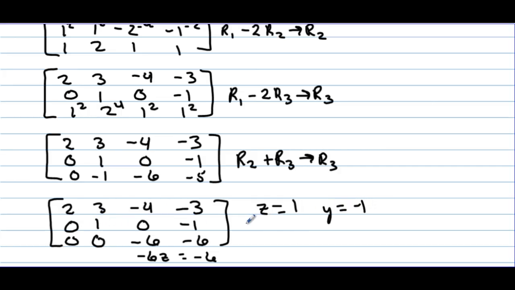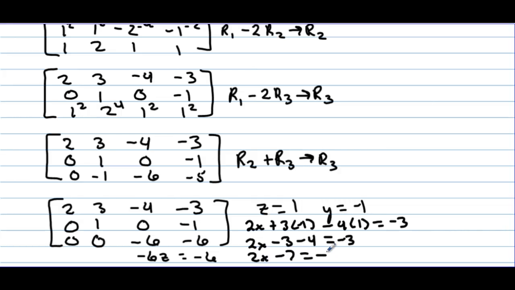Then at the top we have 2x plus 3 times negative 1 minus 4 times 1 is equal to negative 3. So 2x, let's see, we have minus 3 minus 4 equals negative 3. We have 2x minus 7 equals negative 3. When I add 7, we get 4. 2x is equal to 4. X is equal to 2. Our solution is, let's see, the x is 2, the y is negative 1, and the z is 1.